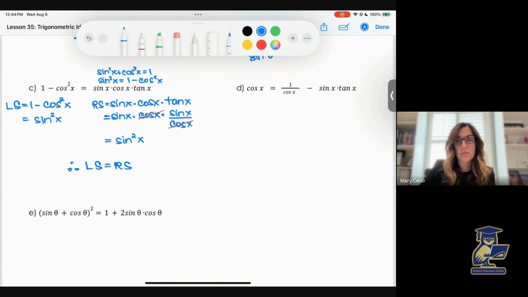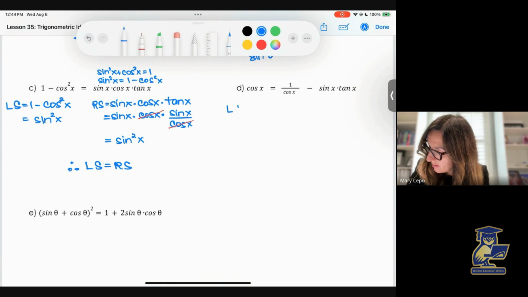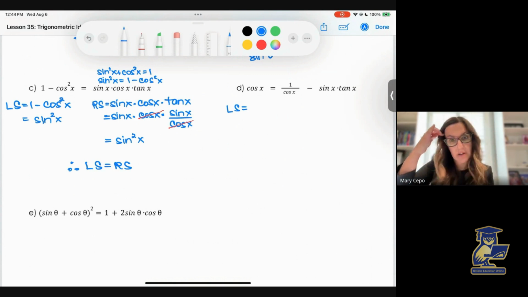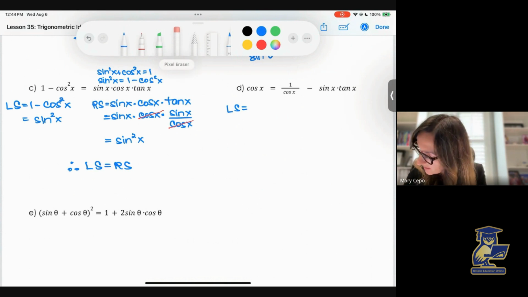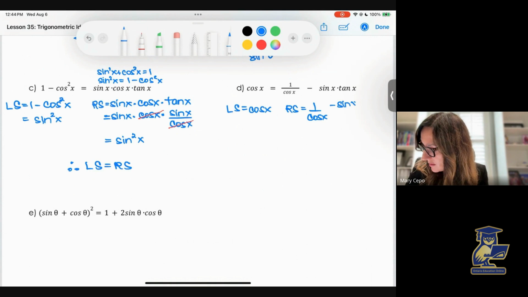It's always important to break it down, always express all your terms in terms of sine or cosine, and then either factor or expand or find a common denominator in order to make them equivalent. Okay, so left side we have cos of x. Right side is equal to 1 over cos x minus sine of x times tan of x. Left side, we don't do anything there.